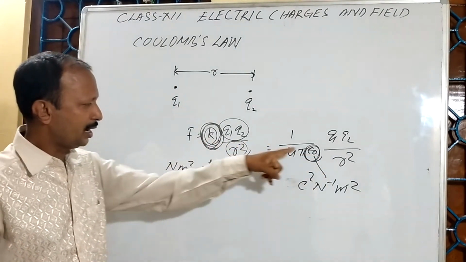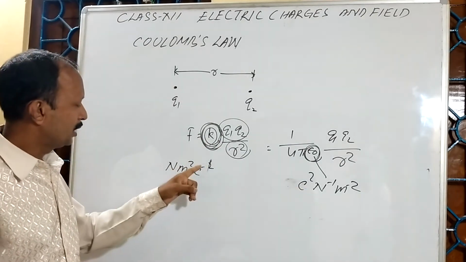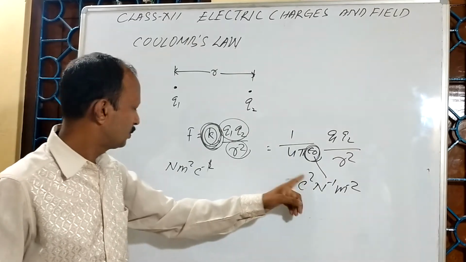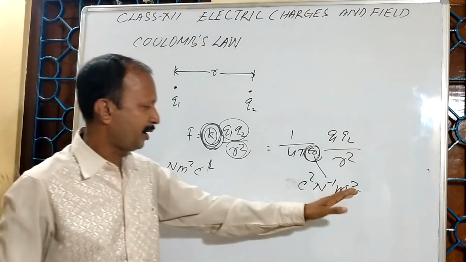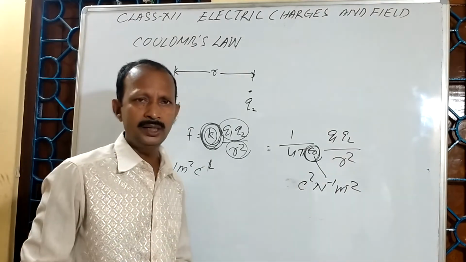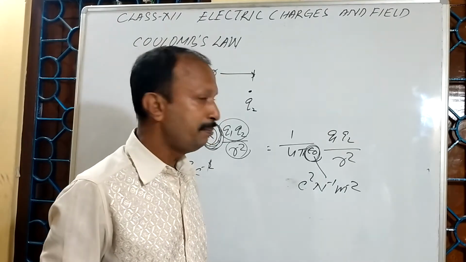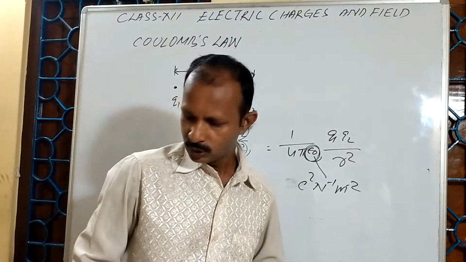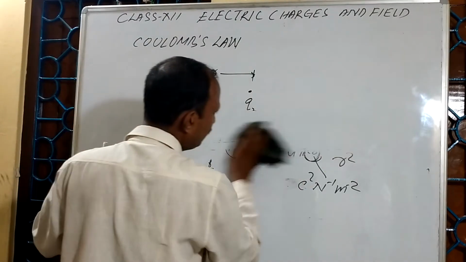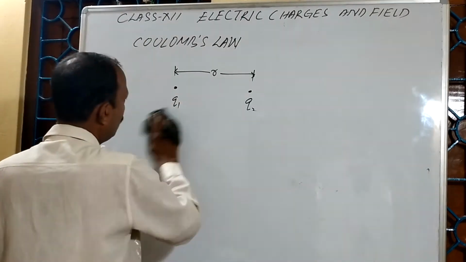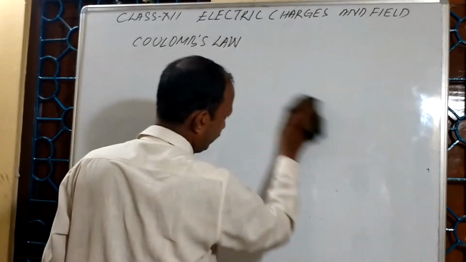Here it is the numerator, here it is the denominator. So I have taken its reciprocal. So here minus 2 I have taken. This is plus 2, plus 1, minus 1. Here the plus 2 I have taken minus 2. That means its unit is Coulomb square per Newton per meter square. So this is about Coulomb's inverse square law, or Coulomb's law for electrostatics.